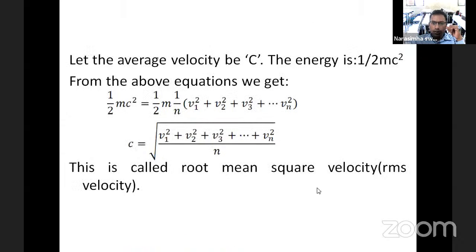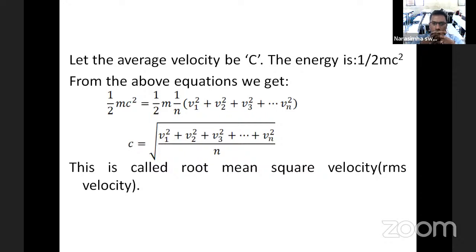Now let the average velocity be c. We are assuming that the average velocity is c here, so the energy is m v squared with c instead of v. We combine all v1, v2, v3 together and assume that it is c here. So let the average velocity be c, and the energy possessed in total is half m c squared.